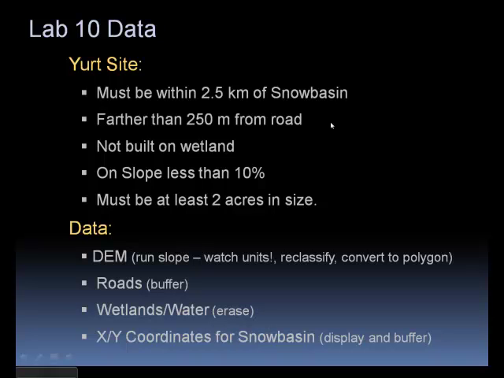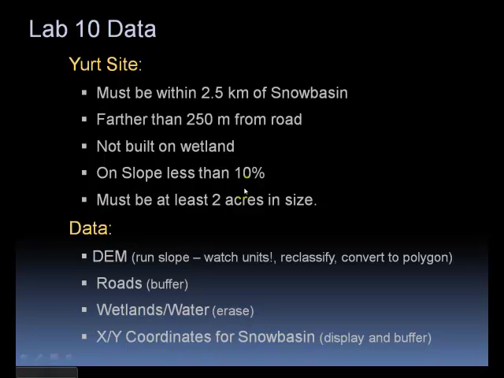The yurts have to be on land that has a less than 10% slope. So we're going to give you a DEM that you can create a slope surface from, and then you're going to need to isolate the areas that are less than 10%. And then the final step is just to figure out which of these remaining areas is at least 2 acres in size. And to do that, you'll convert your reclassified slope raster to polygons and calculate the area.